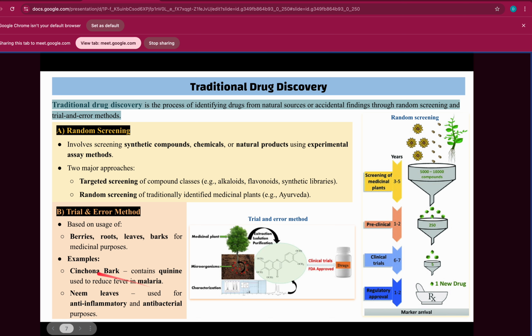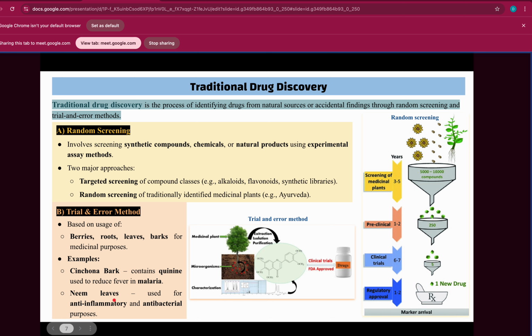So the example is of cinchona bark, which contains quinine, which is used to reduce fever in malaria. So this knowledge was previously present in some scriptures, so that's why this bark was taken and the compound which was isolated from it was quinine. So this shows you that this trial and error method can also be used to design drugs against a particular disease. So this is based on the ancient knowledge about these particular medicinal plants.